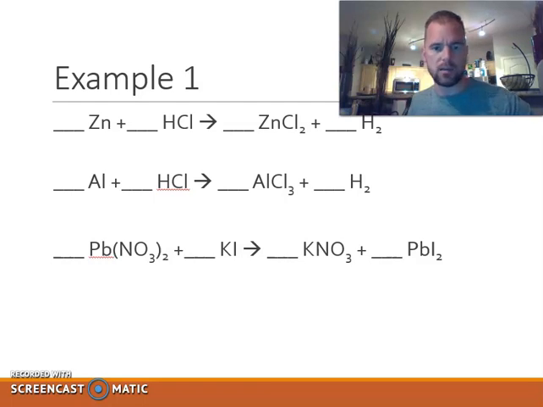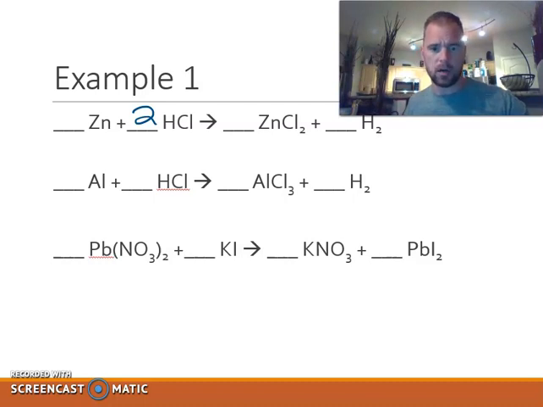So I got 1 zinc, 1 zinc. I've got 1 hydrogen. I've got 2 hydrogens. So I'm going to have to put a 2 in front of here to make sure the hydrogens are balanced. And now I've got 2 chlorines, because this 2 corresponds to the chlorine here. And I got 2 chlorines there. So it's all balanced by putting a 2 in front of this HCl.